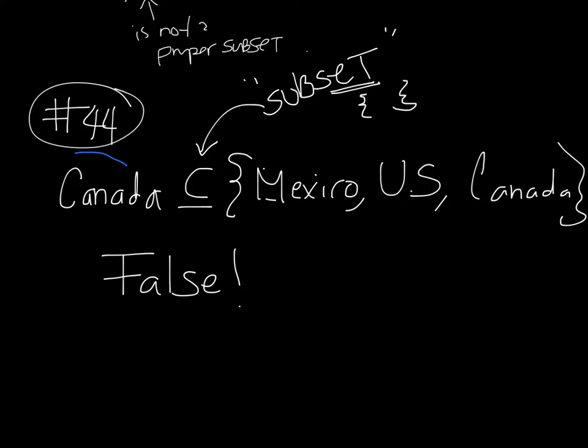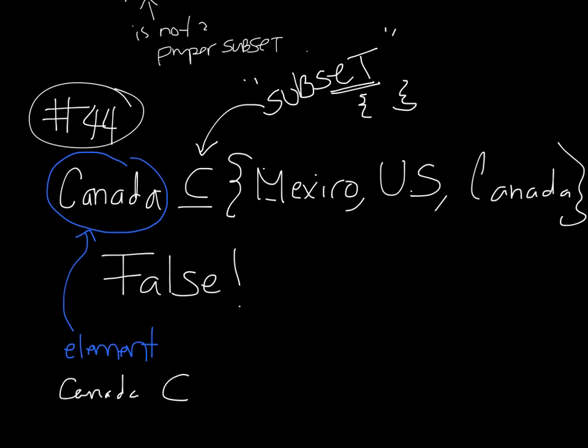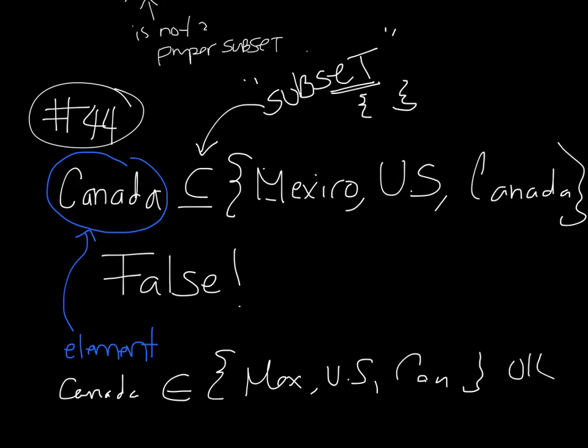Canada right now, this Canada, is an element in that set, right? If I had Canada is an element of Mexico, US, and Canada, that would be okay. That would be true because there's an element, and it lives in this set, and there's Canada again. But we're talking about sets, right? So we need these little braces around there. So that's why this is false. And you can, again, say that in your own words.